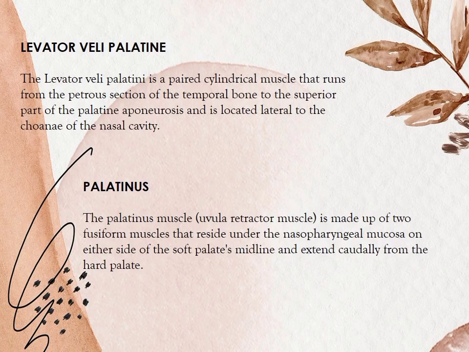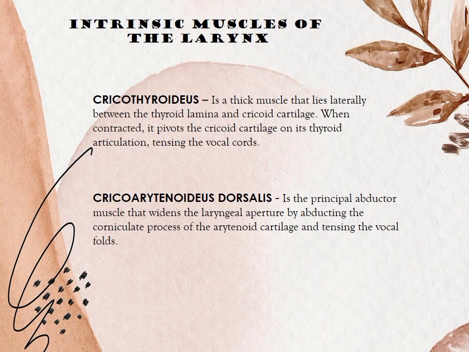Then the next one is the cricothyroideus. Is a primary tensor of the vocal cords, a triangle muscle of the larynx linked to the cricoid and thyroid cartilages, also known as the cricothyroid muscle. It produces tension and elongation of the vocal cords as its function.